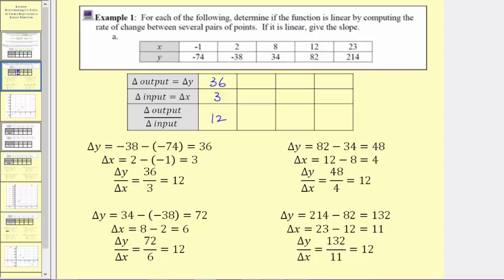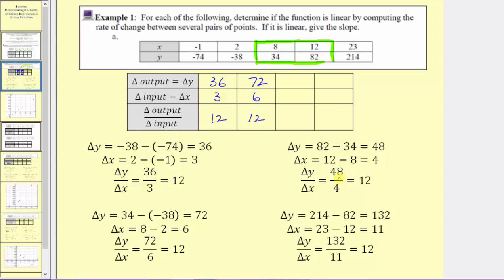So for the next column, we'll determine the rate of change using these 2 points, or these 2 ordered pairs, and we'll place the information here. So the change of y is 34 minus negative 38, which is 72. The change of x is 8 minus 2, which equals 6. And therefore the rate of change is 72 divided by 6, which equals 12. So far, so good. The next column, we'll use these 2 points and determine the rate of change.